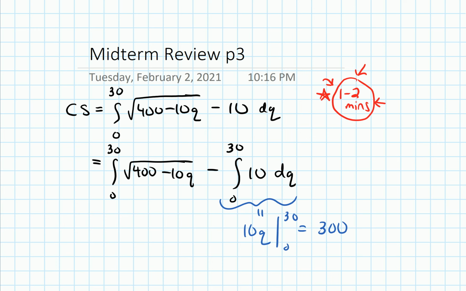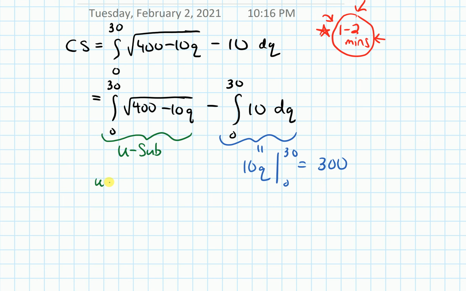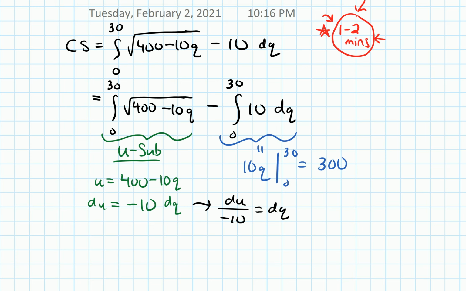So with this first integral, we can do this using u substitution. If I let u be equal to the stuff inside of the square root, 400 minus 10q, du would be negative 10, and I have to write a dq at the end. So if I isolate dq, du over negative 10 is equal to dq.